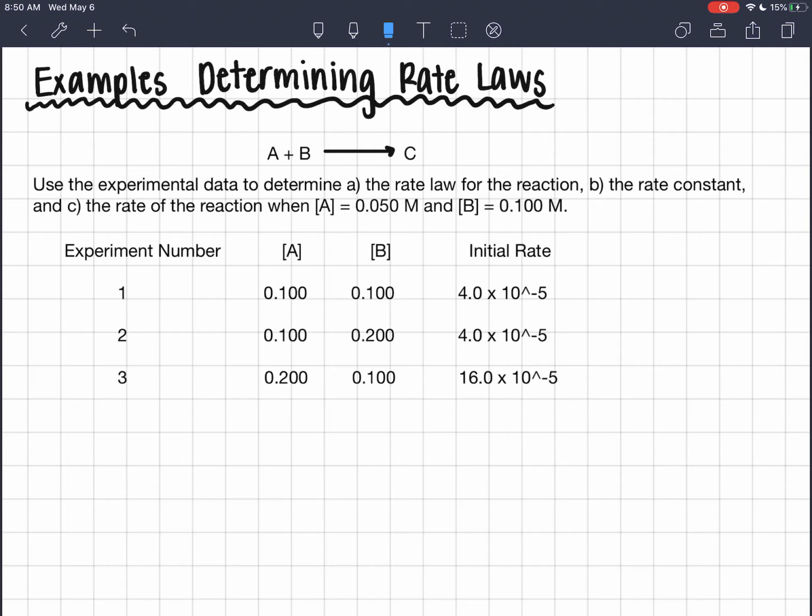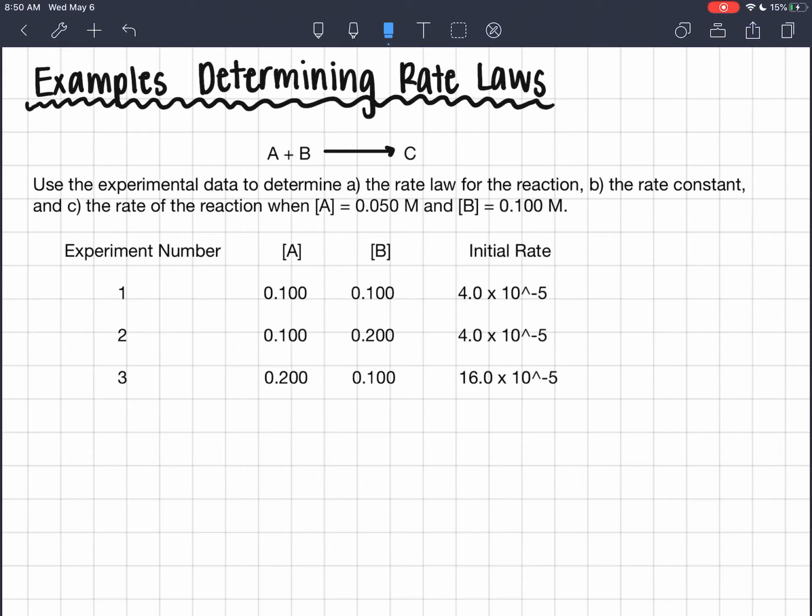All right, so this video is going to go through an example of determining a rate law, determining rate constants, and finding rates of reactions in specific circumstances. Now remember, we have to use experimental data to find orders of reactions and to determine rate laws. It's not something we can get from a balanced chemical equation.